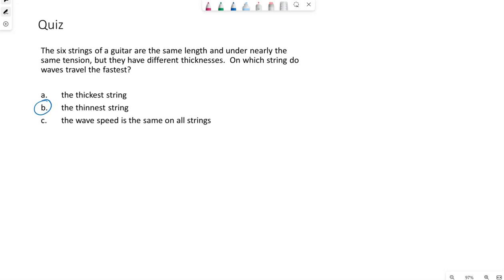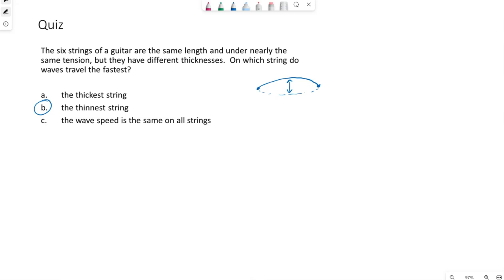So the correct answer here is B. Now the reason this is in the section on standing waves is when we pluck a guitar string, this string itself vibrates back and forth in the fundamental mode. So it looks like a loop in the middle. It's not that exaggerated, but a loop in the middle and fixed at both ends.